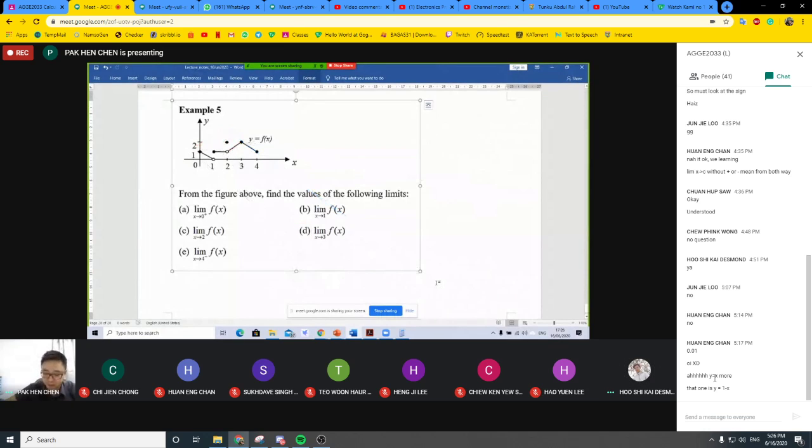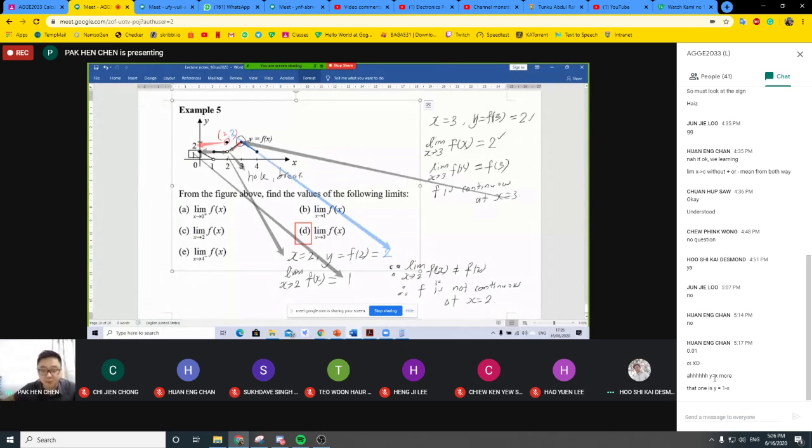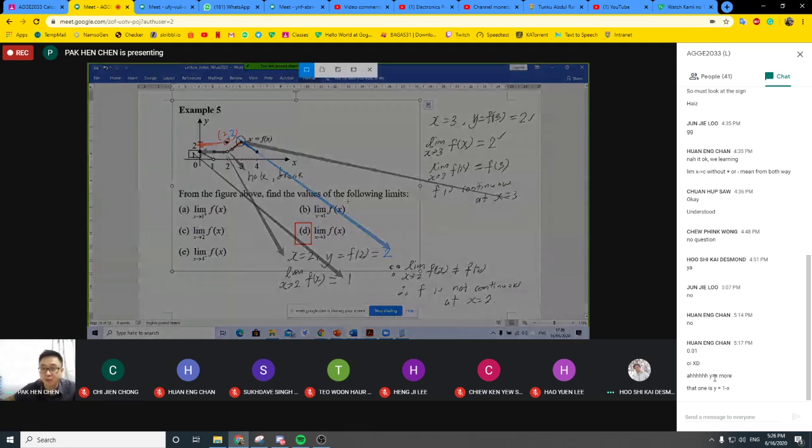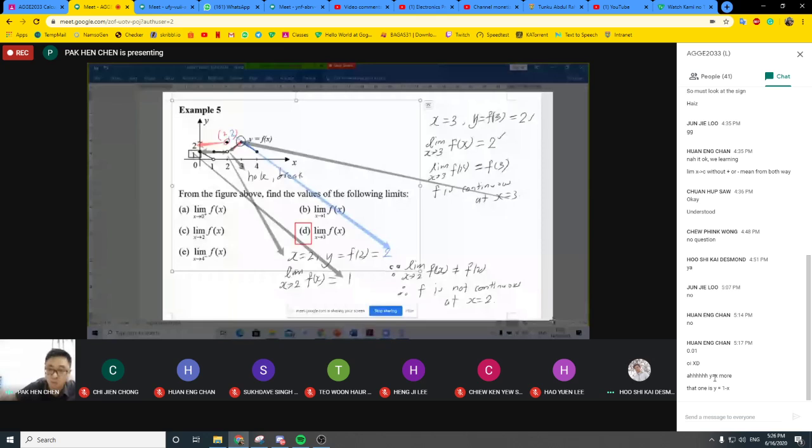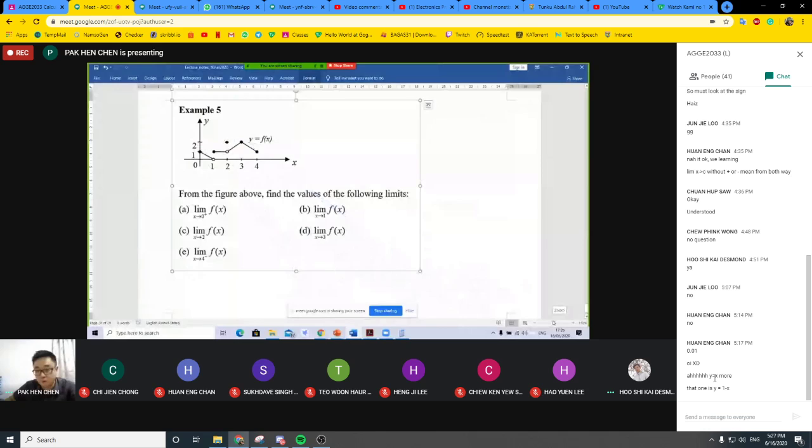How about the last part? How about the last question E? Can you help to answer the last question E? Do we have the limit from the left side for 4, when x approaches 4? We have that or not?